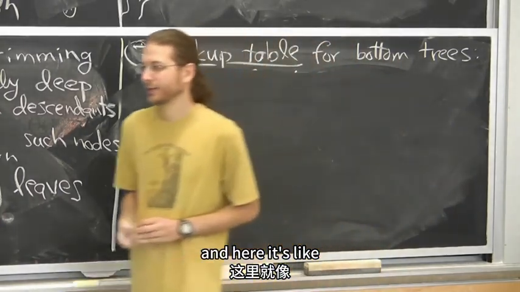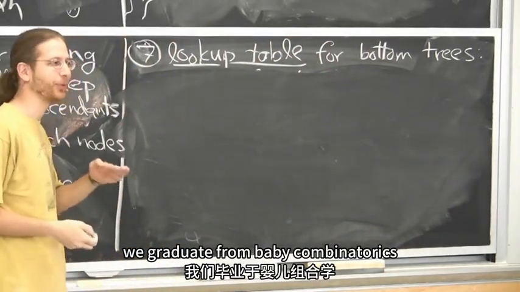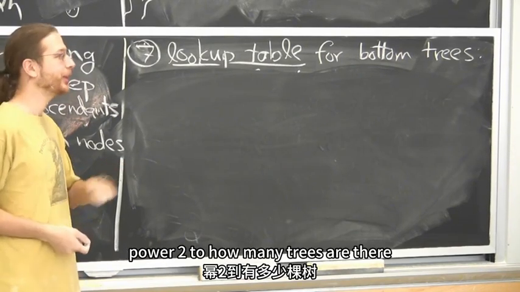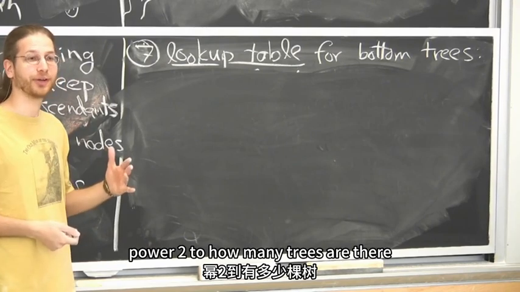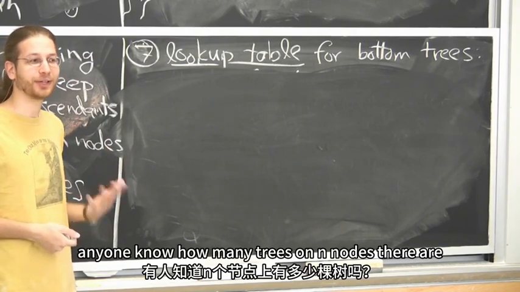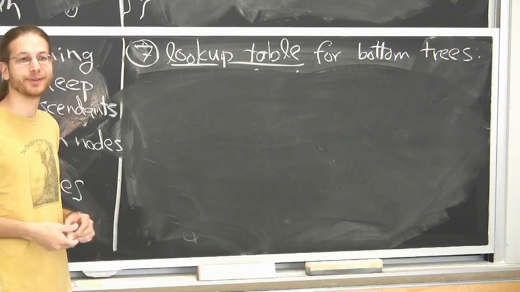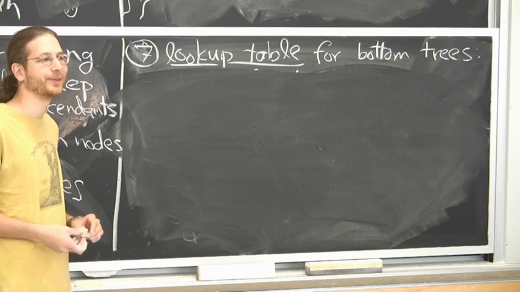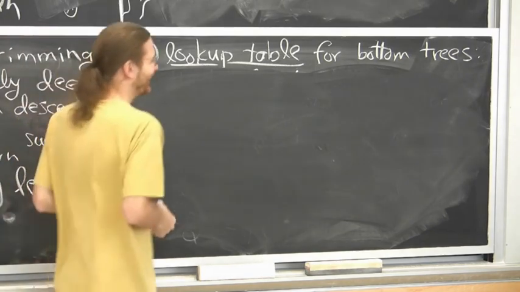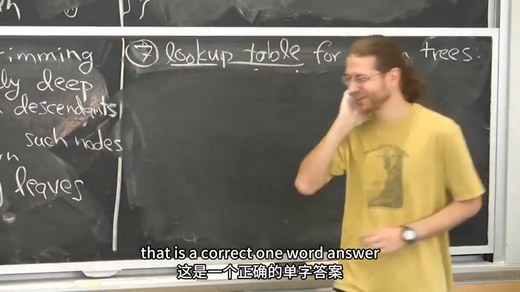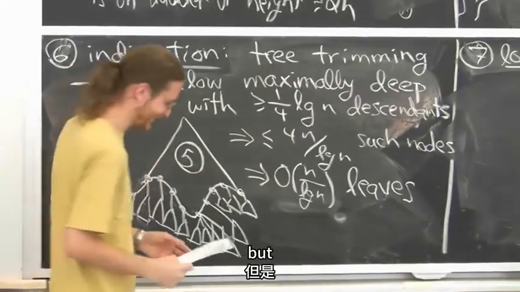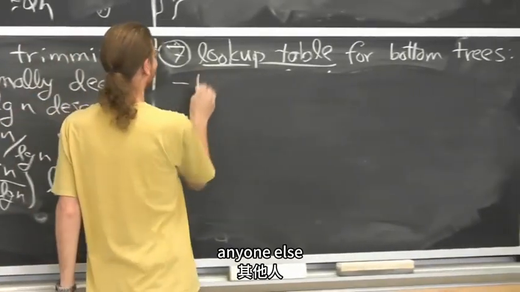And here it's like we graduate from baby combinatorics, which is how many plus or minus 1 strings there are, a power of 2, to how many trees are there. Anyone know how many trees on n nodes there are? It's a one-word answer. No. Nice. That is a correct one-word answer. Very good. Not the one I had in mind, but anyone else?